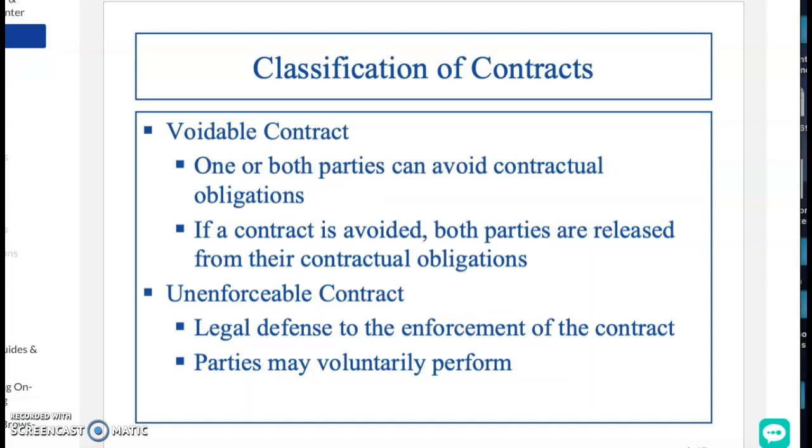A voidable contract means one or both of the parties can avoid contractual obligations by voiding the contract. This can be something as simple as the amount of money is wrong in the contract. Both parties didn't intend for it to mean they contracted for 500. It says 5 million. They're going to void the contract. Now, if both parties wanted to go forward with the contract, they could. Obviously, one party is going to not want to do that.